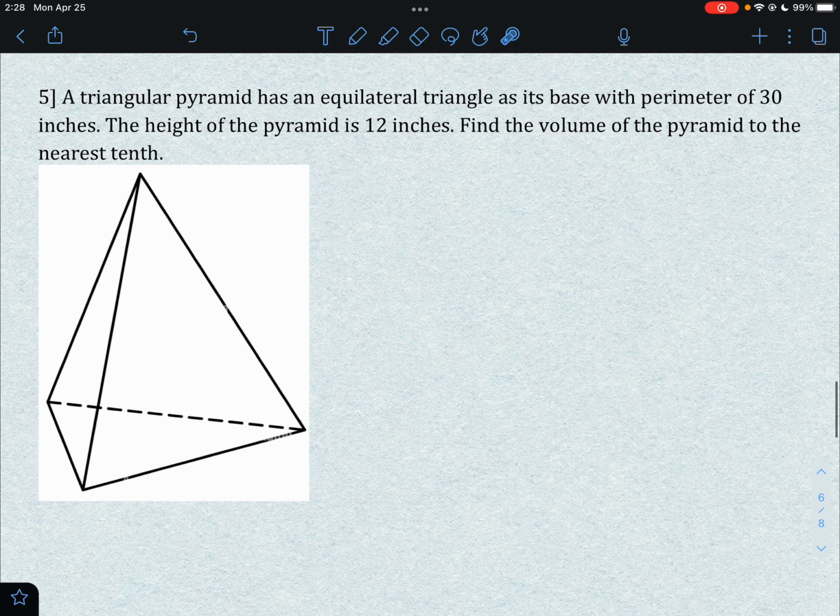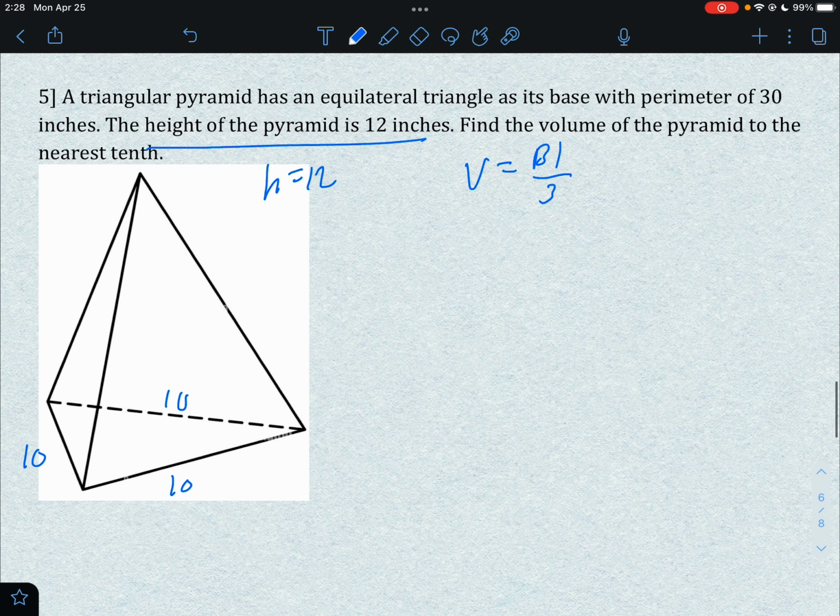Number 5, a triangular pyramid has an equilateral triangle as its base with a perimeter of 30, which means each of these sides is 10. The height is 12. Find the volume of the pyramid. All right, so our volume formula is BH over 3. We already got H. It's 12. So all we got to do is find B.